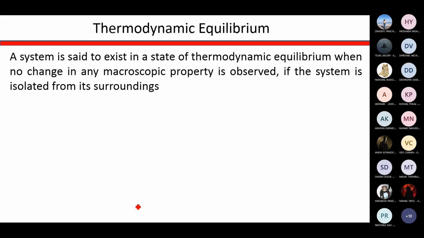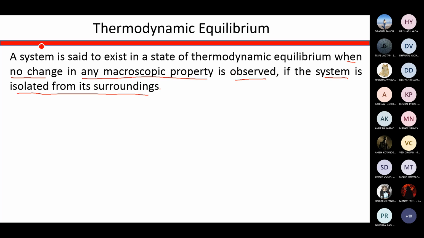Thermodynamic equilibrium, rather. A system is said to exist in a state of thermodynamic equilibrium when no change, this line is important, when no change in any macroscopic property is observed, if the system is isolated from its surroundings. So what you have to do is isolate the system from the surroundings, meaning it is not interacting with the surroundings, and under such a scenario there should not be any change in any of the macroscopic properties of the system. Then we can say that the system is in thermodynamic equilibrium.